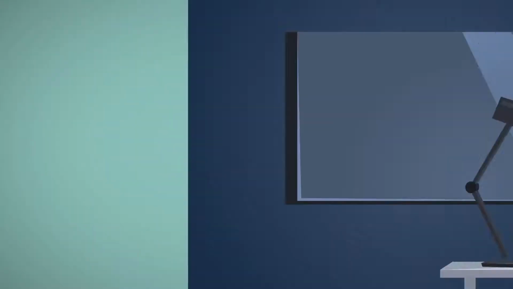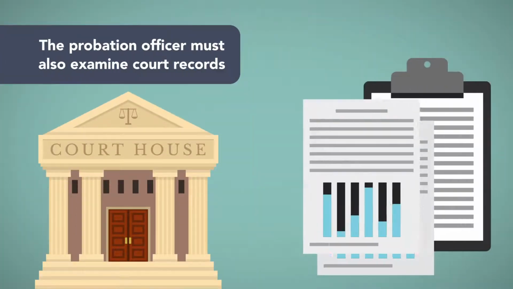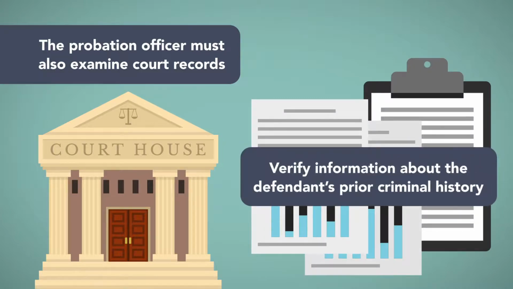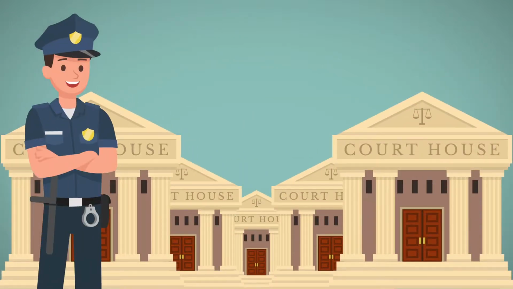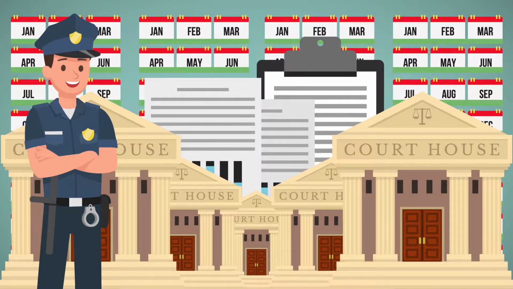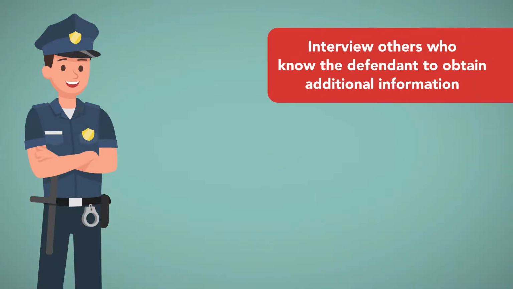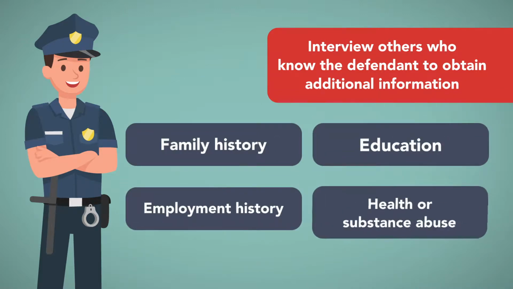In addition to conducting the defendant interview, the probation officer must also examine court records to verify information about the defendant's prior criminal history. In some cases, the probation officer will need to go through many years of court records. The probation officer may also interview others who know the defendant to obtain additional information, such as the defendant's family history, education, employment history, and any health or substance abuse issues.